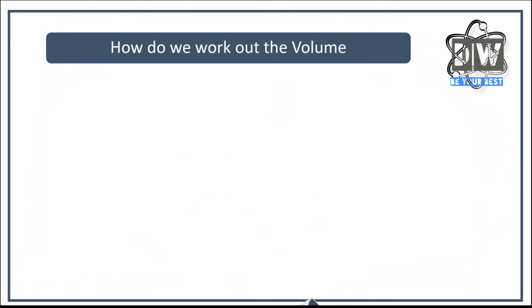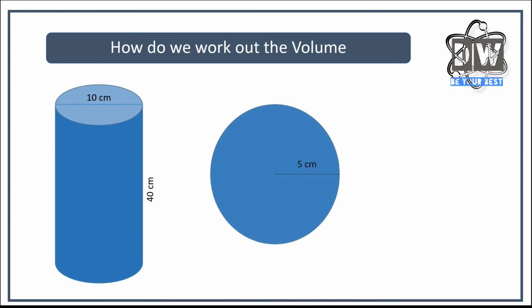So how do we work it out? It's super easy. Just like we did with our cube and cuboids, we work out the area of one of the ends. And then what we do is we times that area by the height of the shape.